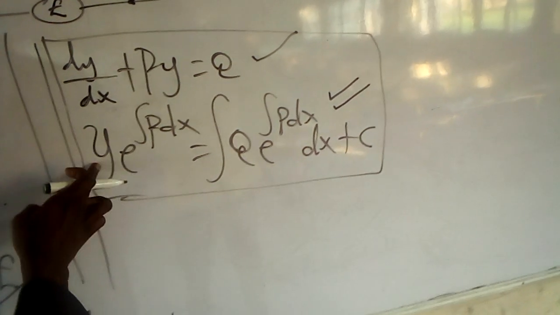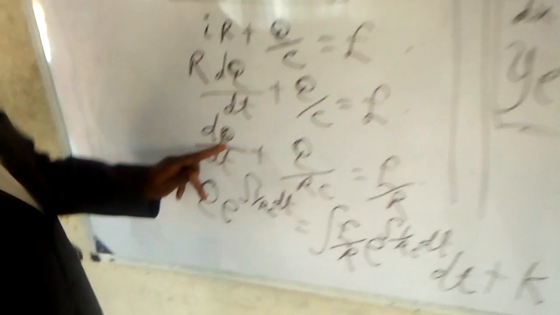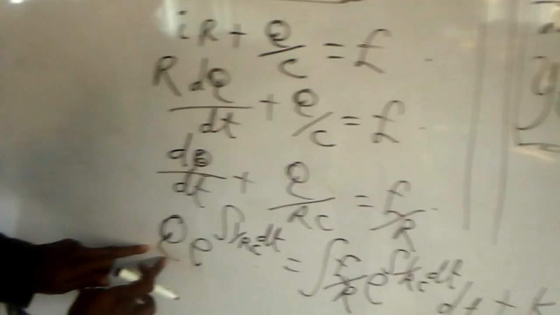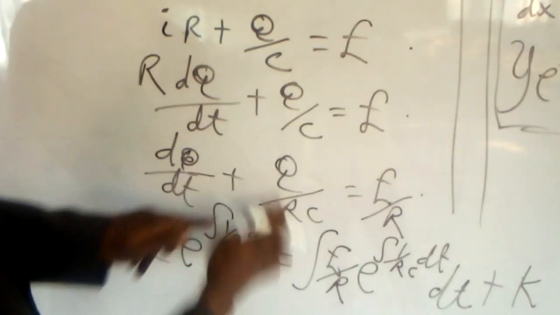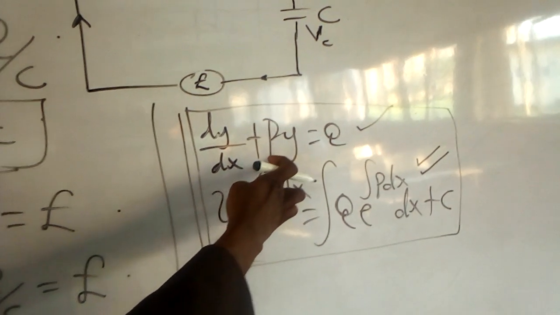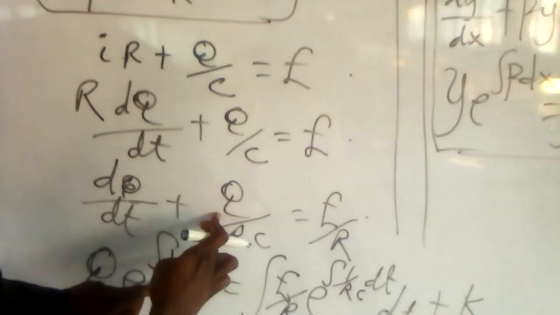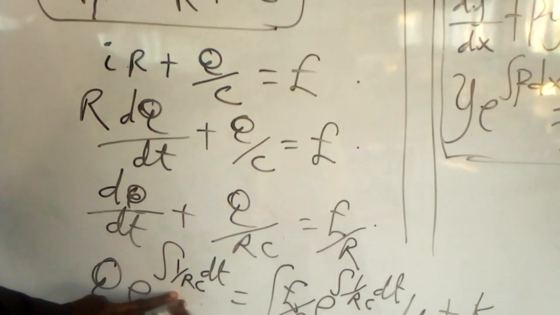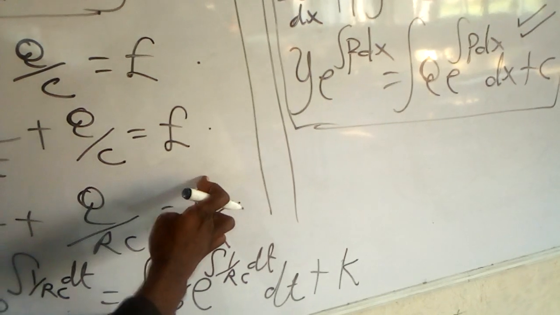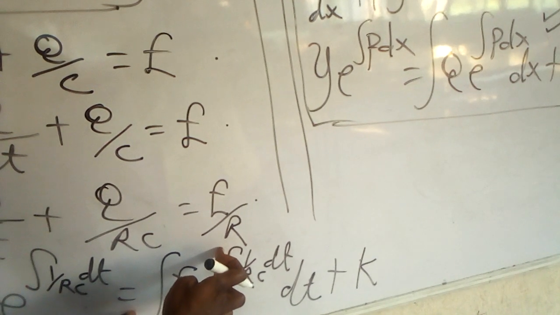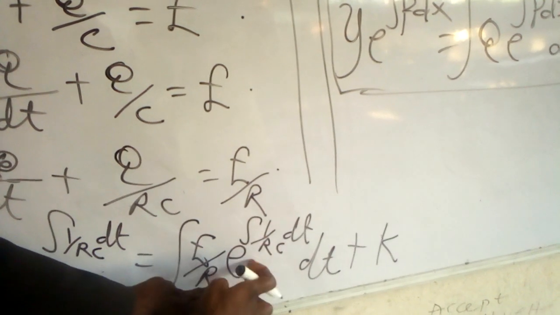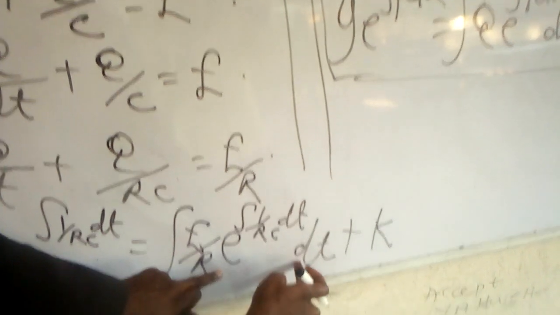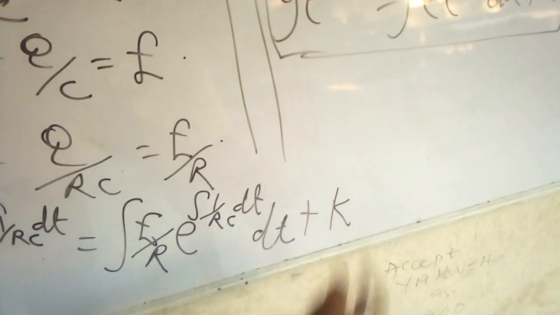Going by this relationship, Q becomes the y, and that is why there is Q here. The reciprocal RC becomes the P, which is the coefficient of y, so that is why it is reciprocal RC. The Q term becomes the last term here, which is E, the electromotive force, all over the resistance of the resistor. So exponential integral reciprocal RC dt plus arbitrary K, the constant.